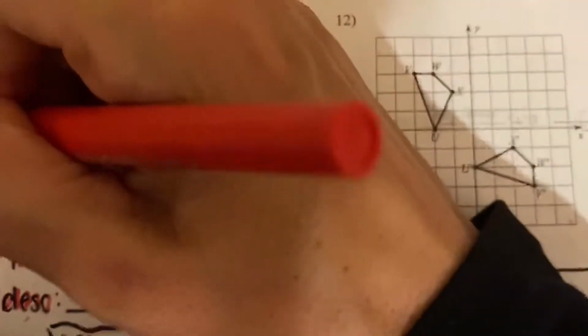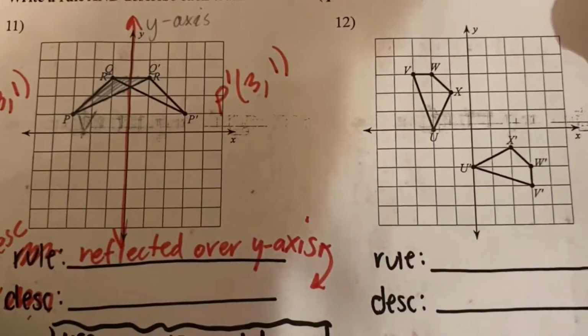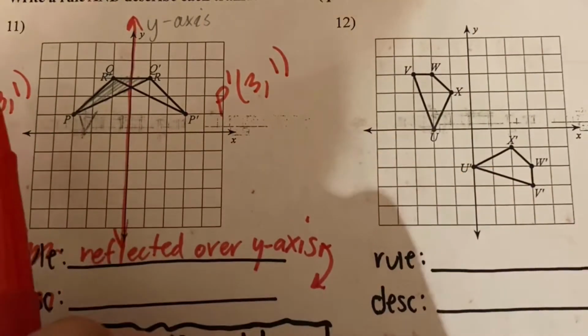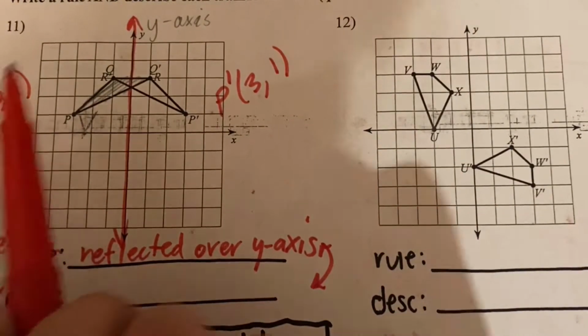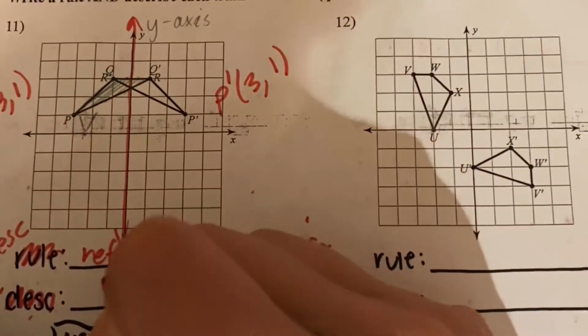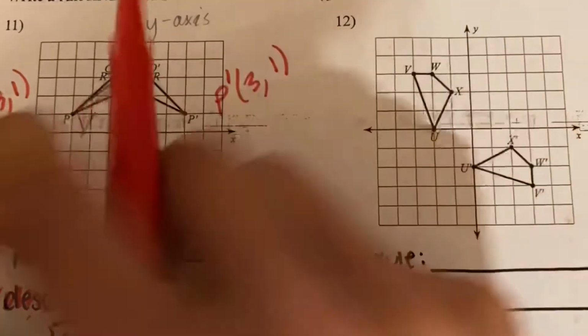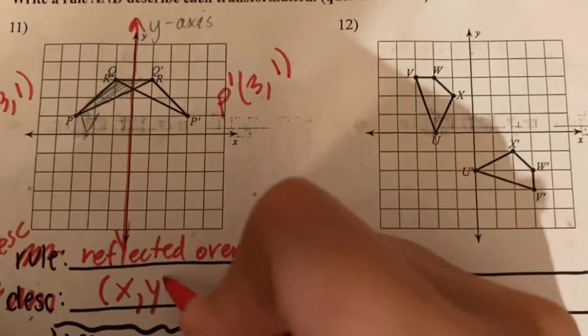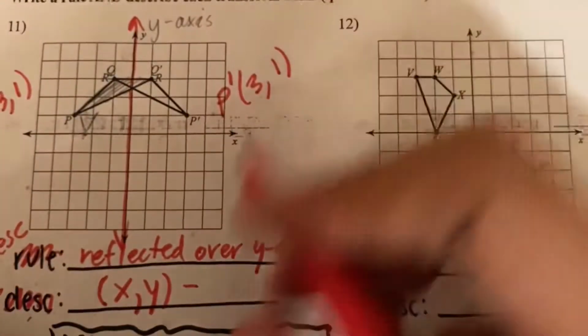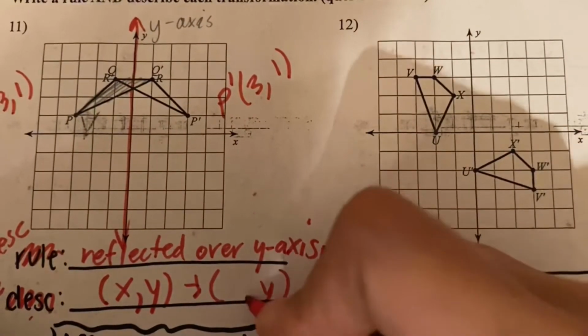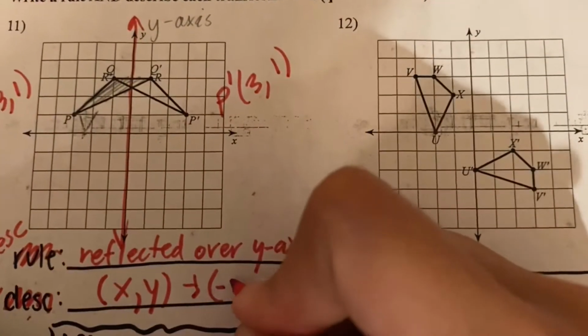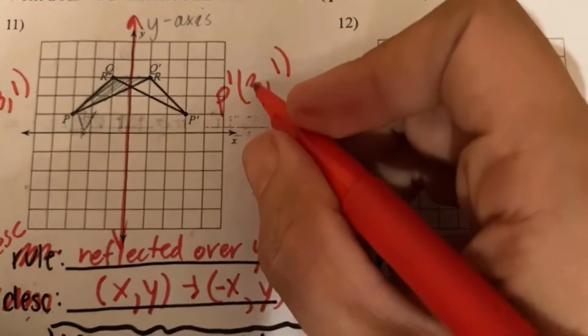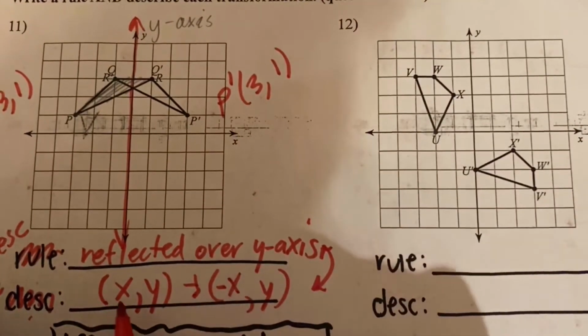Okay, so P was (-3, 1). Now the new P is (3, 1). So it looks like everything stayed the same. The only thing is the x was negative, now it's positive. So the x changed sign. So nothing swapped. Y stayed y. Y was 1, now y is 1. So nothing changed with the y. But the x was -3, and now it's +3. So that's definitely the x changing signs.